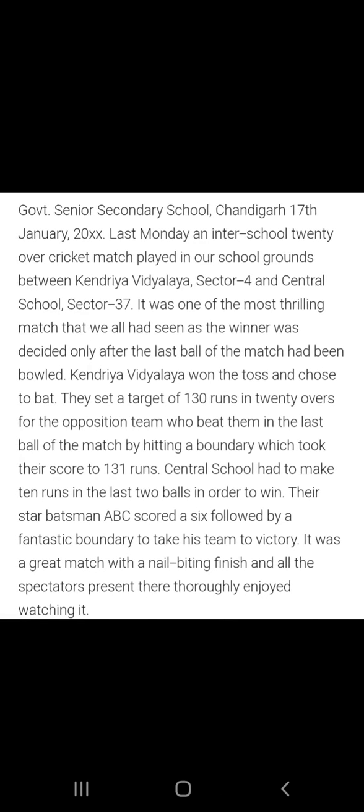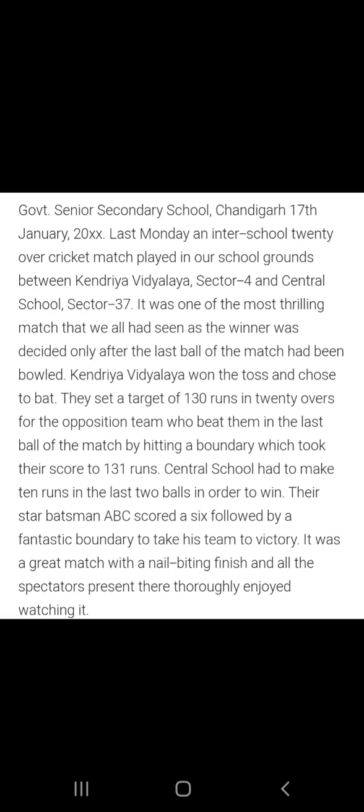So the heading will be Inter-School 20 Over Cricket Match. Ramesh, Sports Secretary. It is the byline. So Government Senior Secondary School, Chandigarh, 17th January 2006. Last Monday, an inter-school 20 over cricket match was played on our school ground between Kendriya Vidyalaya Sector 4 and Central School Sector 37. It was one of the most thrilling matches that we all had seen, as the winner was decided only after the last ball of the match had been bowled.